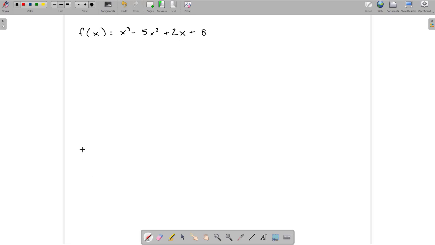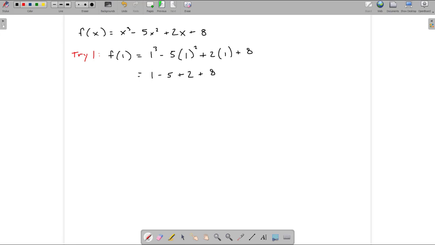Okay. And so I always like to try the easy ones first. Let's just try 1, because maybe you'll get lucky. Maybe 1 is a zero, and then we can just divide it out, and we're golden. So f of 1 equals 1 cubed minus 5 times 1 squared plus 2 times 1 plus 8. So that's going to give me 1 minus 5 plus 2 plus 8.